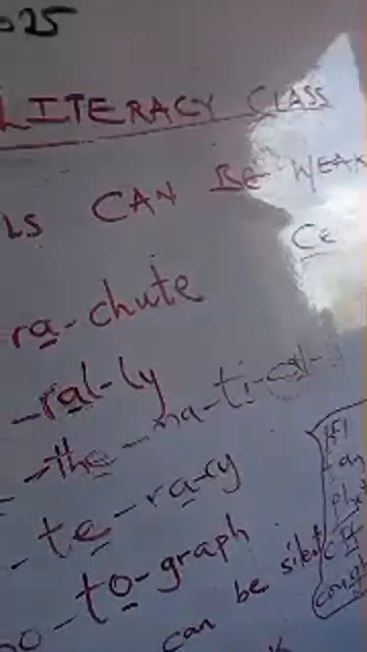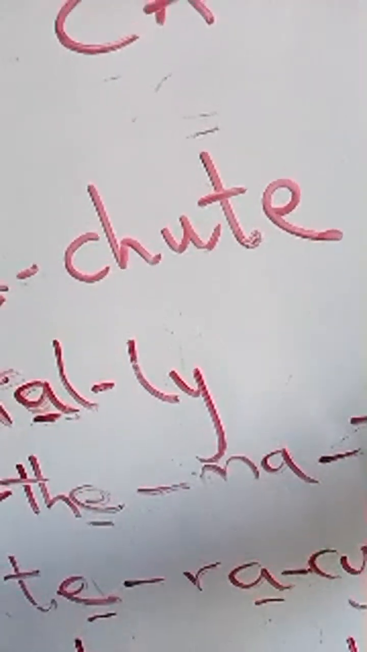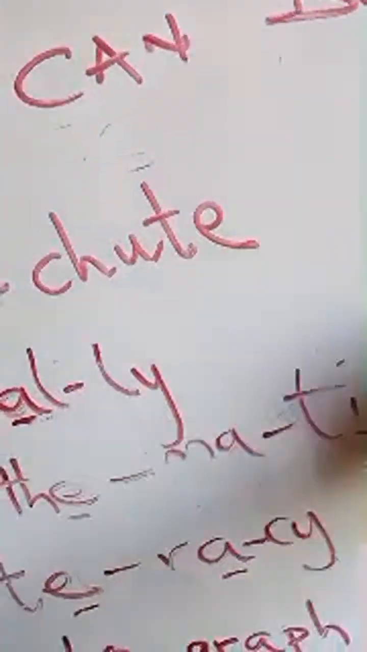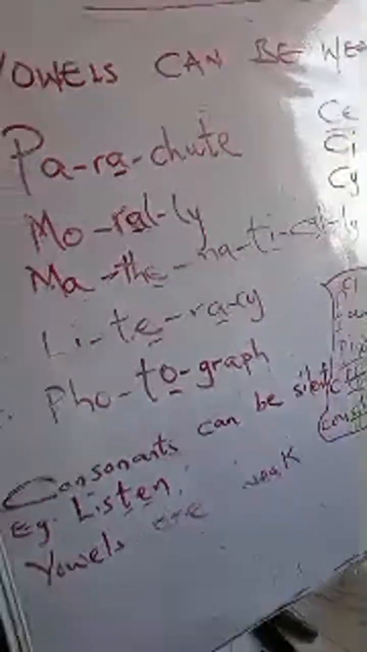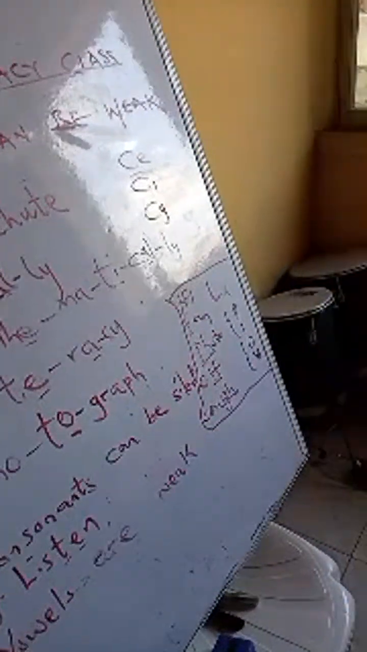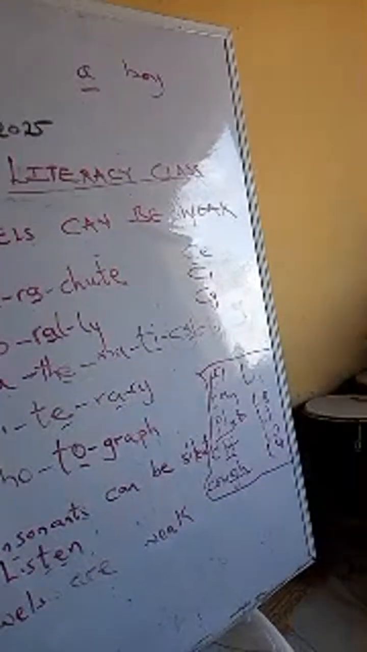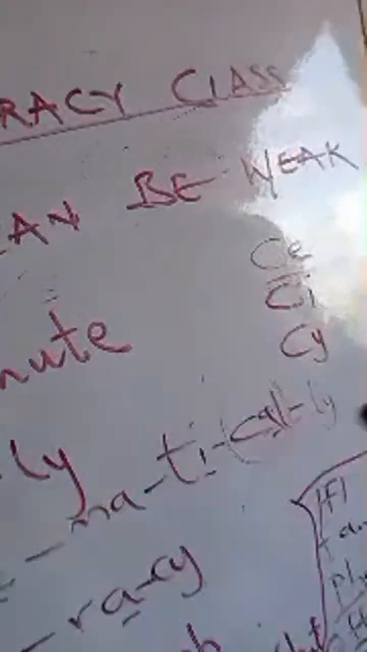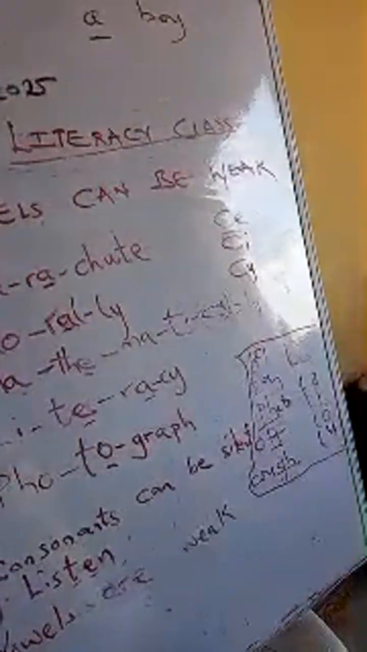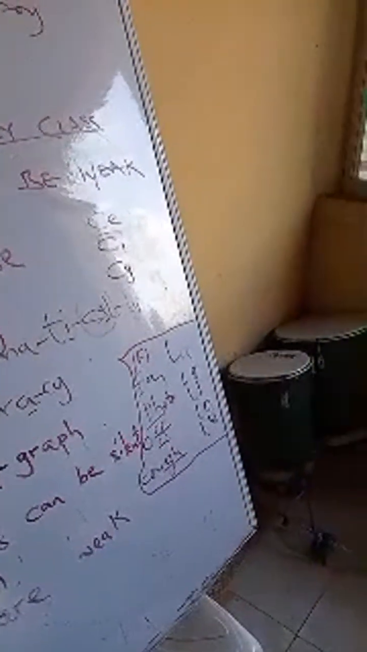I didn't tell you last week. When you see CE, CI, CY, they sound the same way. The letter C sounds like S. Did you get what I just said now? CE, CI, and CY: the letter C will sound like S, not K.